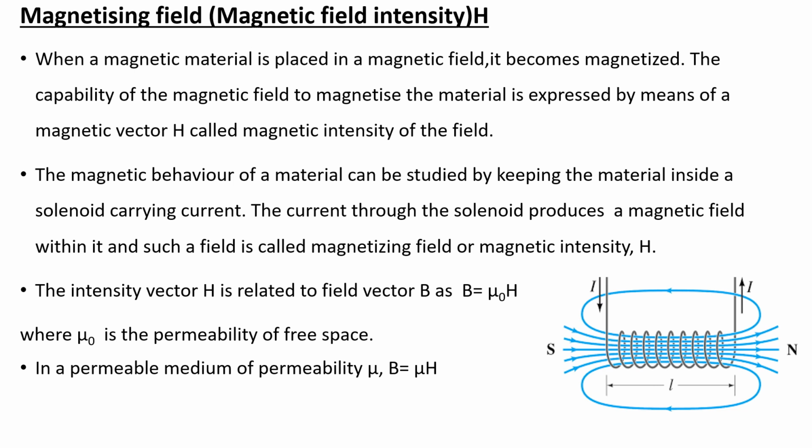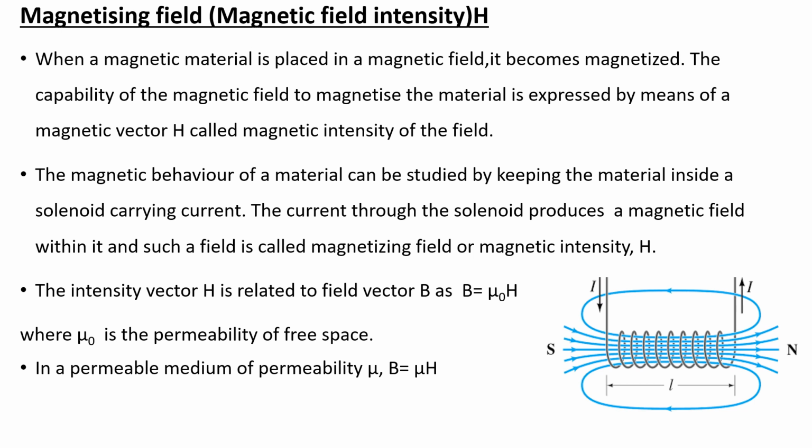In the figure, we are considering a solenoid with a certain number of turns, and a current I is passing through the solenoid. Then this current through the solenoid produces a magnetic field within it. And such a field is called the magnetizing field or the magnetic intensity H. The magnetic field intensity vector H is related to the field vector B as B is equal to mu 0 H, where mu 0 is the permeability of free space.